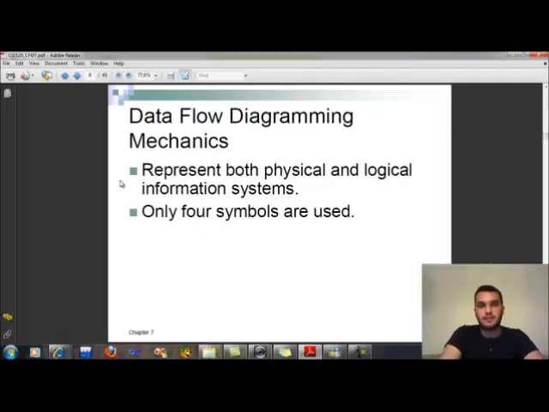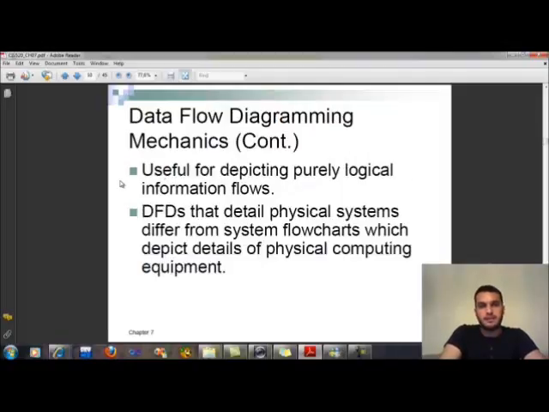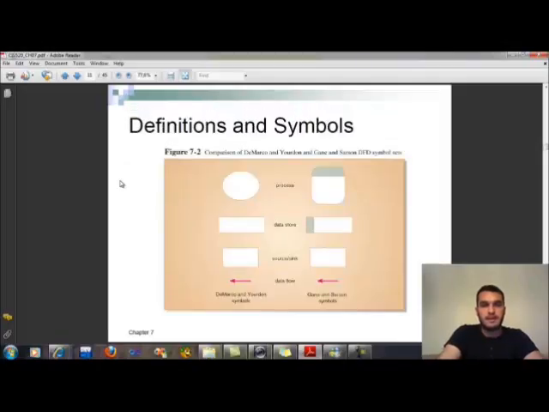And data flow diagramming mechanisms represent both physical and logical information systems. Only 4 symbols are used, and useful for defining purely logical information flows. DFDs that detail physical systems differ from system flowcharts, which depict details of physical computing equipment. And we can see in this picture the definition and symbols, which symbols and what they mean.